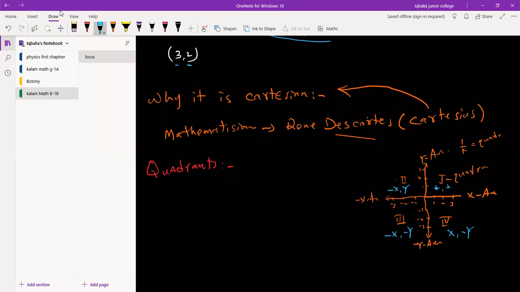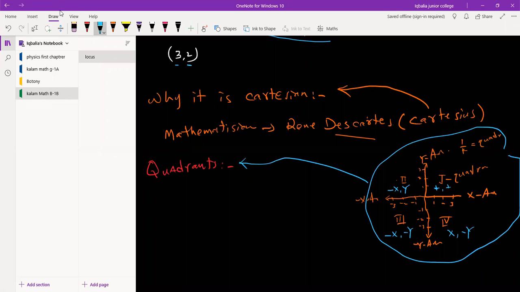So each part is called a quadrant. The first quadrant, second quadrant, third and fourth quadrant are called quadrants. And the whole part is nothing but a rectangular or Cartesian coordinate system.